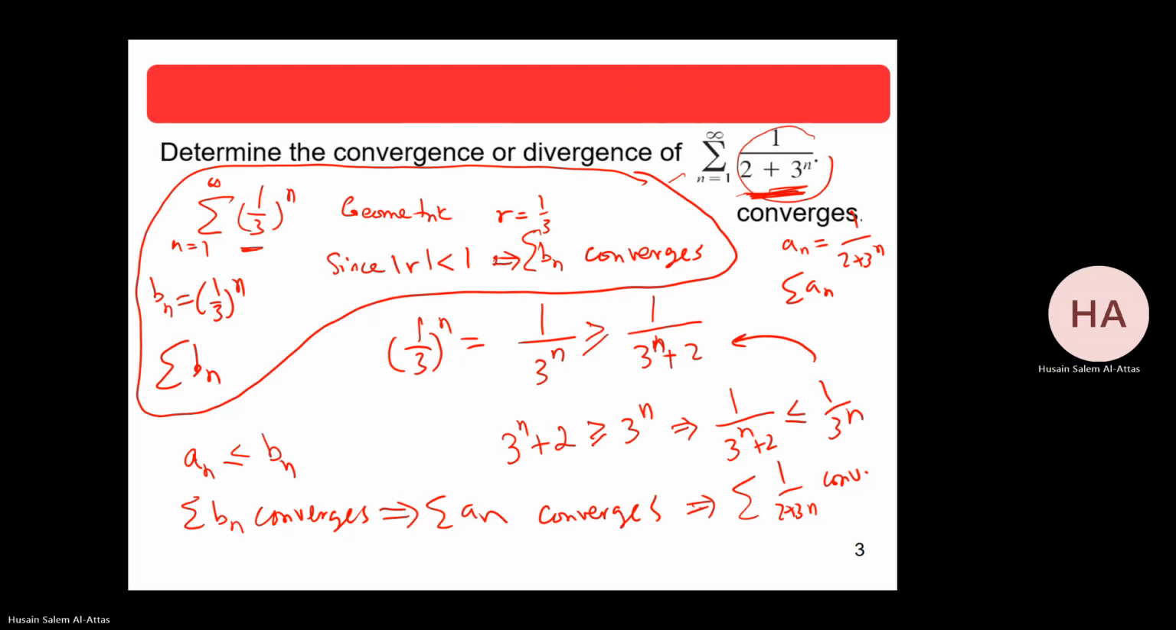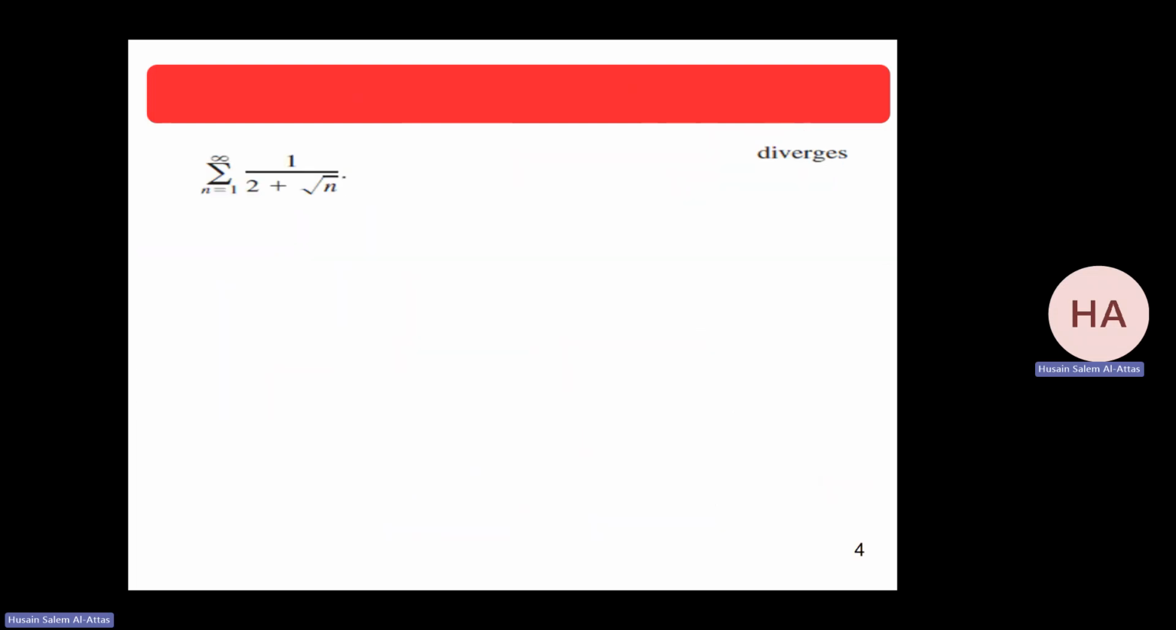Clear? I make another sequence, and that sequence I know it converges. It's a geometric series, which is easy to finalize. It converges, and then I'll try to check that the sequence which I want to deal with is smaller than my new sequence. Since it's smaller and the original sequence is the bigger sequence, if the bigger converges, then for sure the smaller sequence will converge.